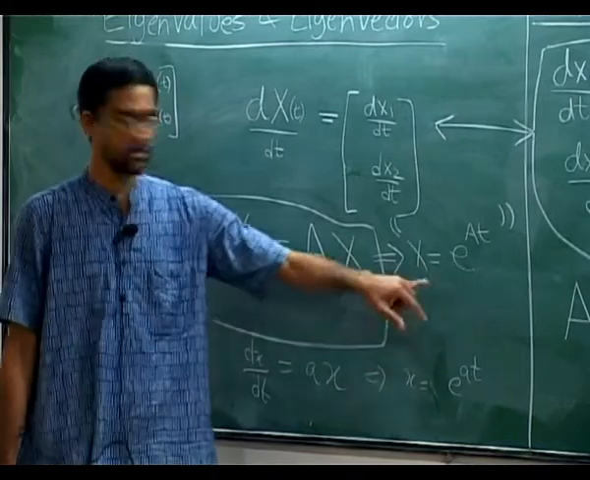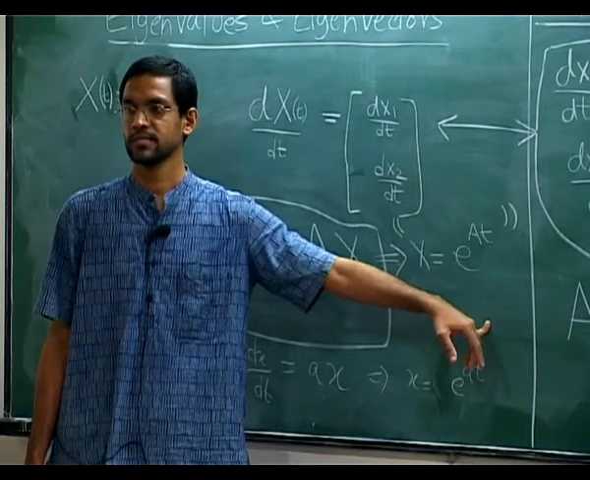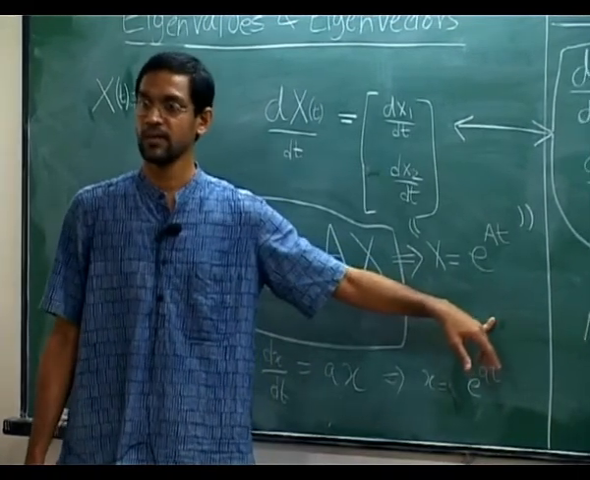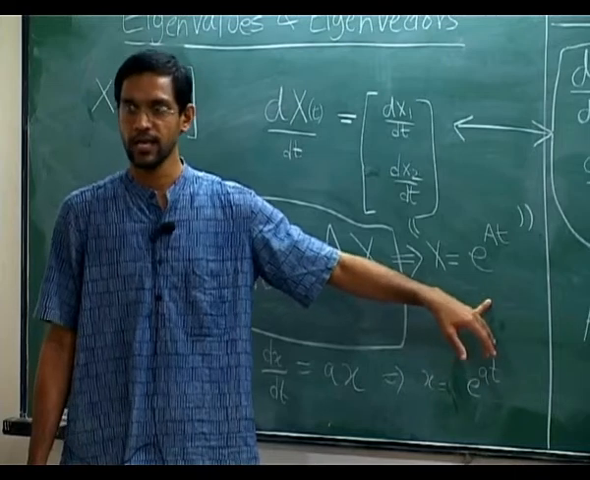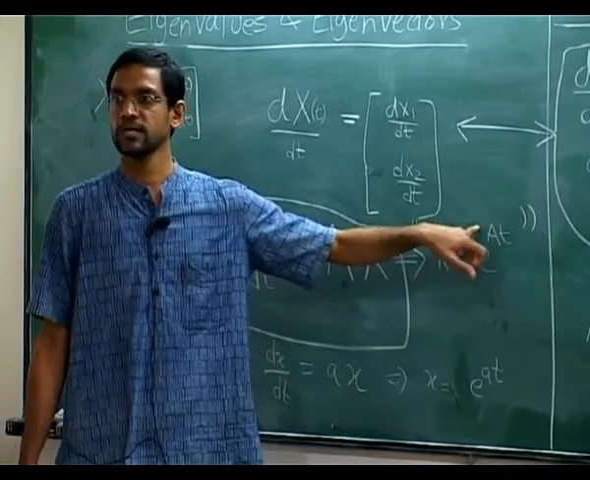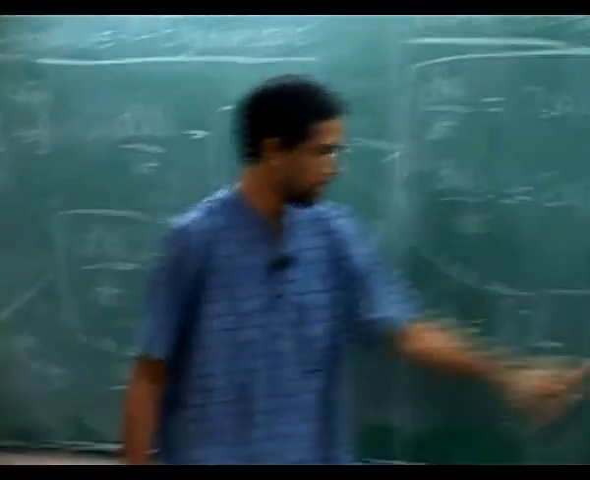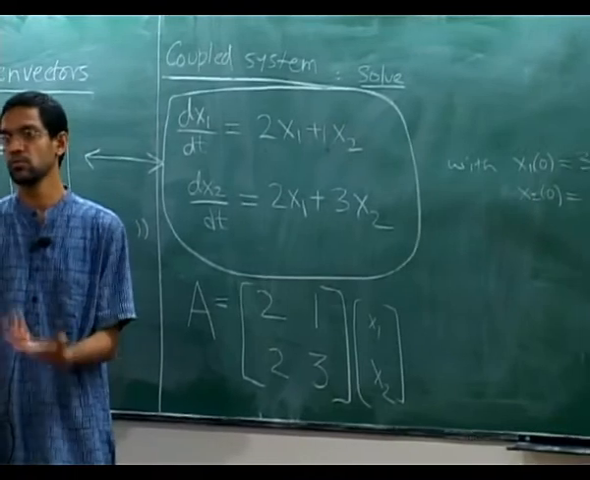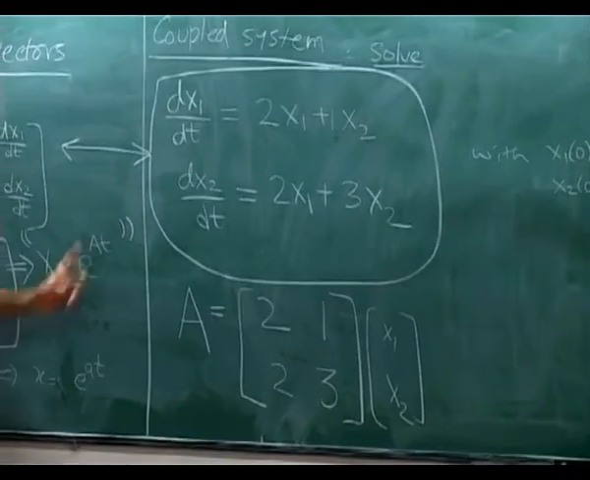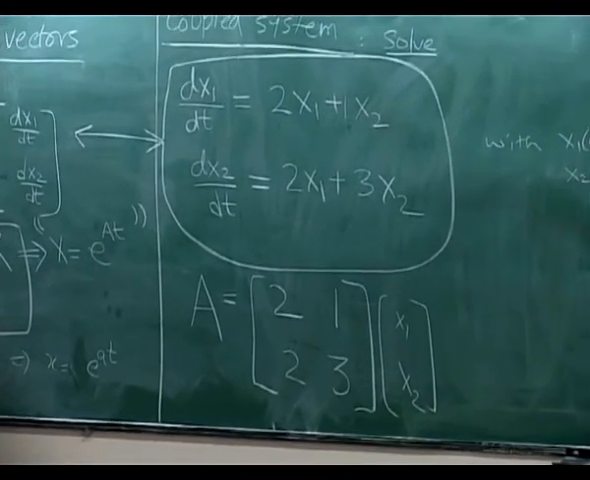Is this familiar at all? Has anybody seen such a quantity before? No. Observe, why is this an unfamiliar quantity? You are taking e and raising it to something that is a matrix. A is a 2 cross 2 matrix. At will just mean you put t everywhere: 2t, t, 2t, 3t. That's a 2 cross 2 matrix. And what you want to do is to exponentiate a matrix. You want to say e power some matrix.